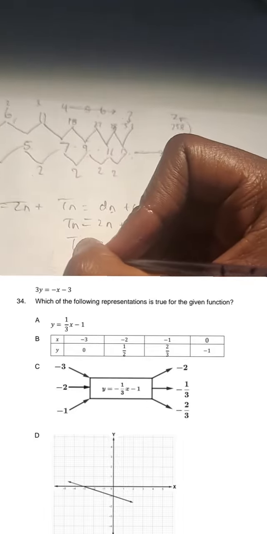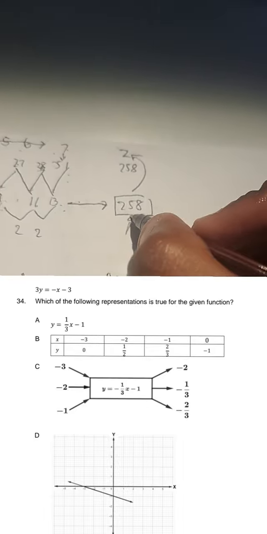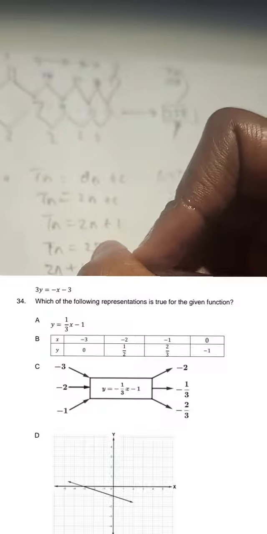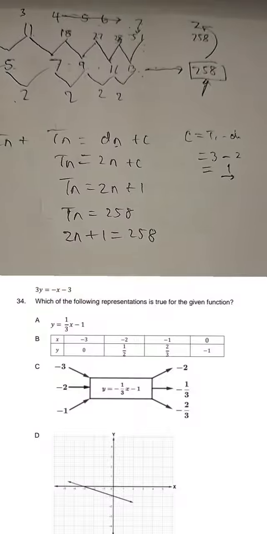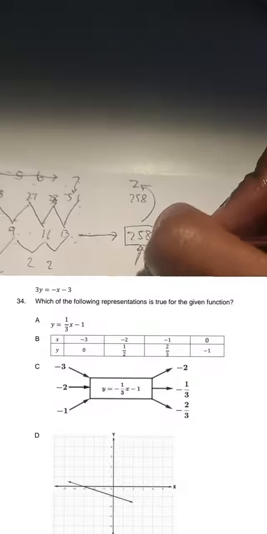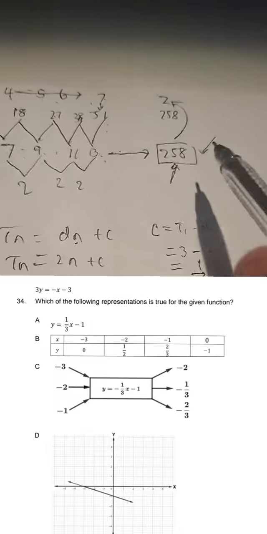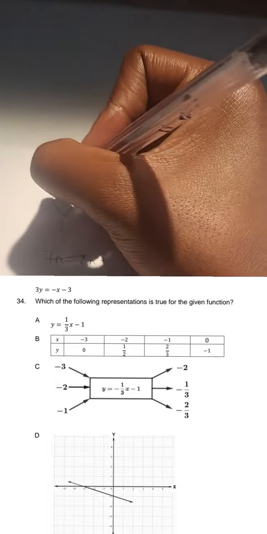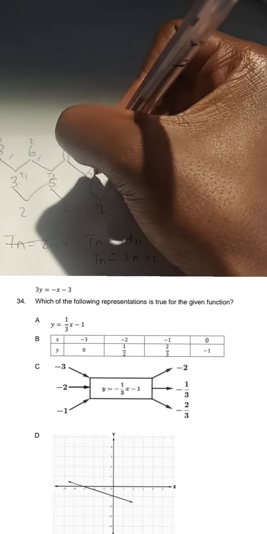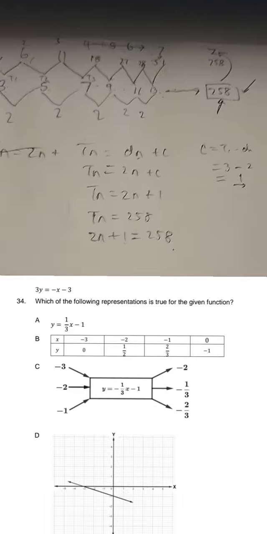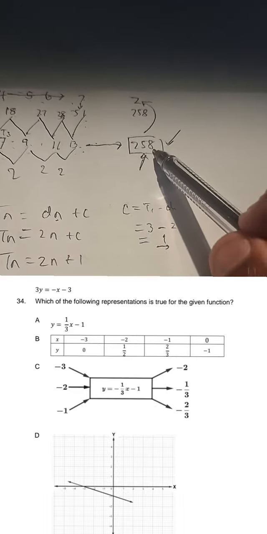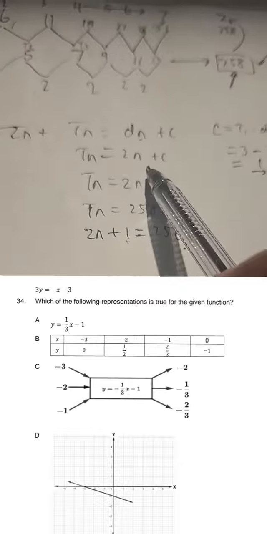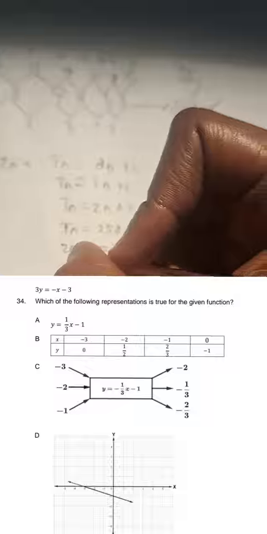Then what I can do is say Tn is equal to 258. In the place of Tn, I'm going to write 258 and solve for n so that I can find out what is the position of this term in the sequence. So this one is T1, this one is T2, this one is T3, and so it goes. I want to find out what is the position of the term in this particular sequence. So I'm going to say Tn is equal to 258, Tn is 2n plus 1 is equal to 258. Let's now solve for n.